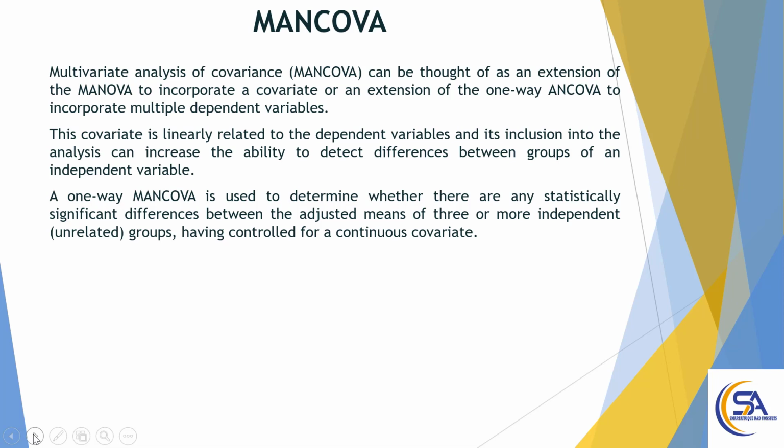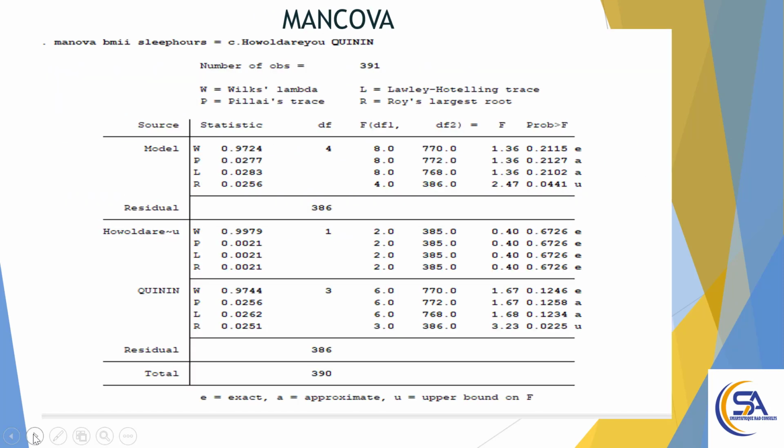The one-way MANCOVA is used to determine whether there is a significant difference between the adjusted means of 3 or more independent unrelated groups, controlling for a continuous covariate. So in this case, you can have one continuous variable among the independent variables, just like we have in the ANCOVA. I'll run the hands-on session so you see how it looks.